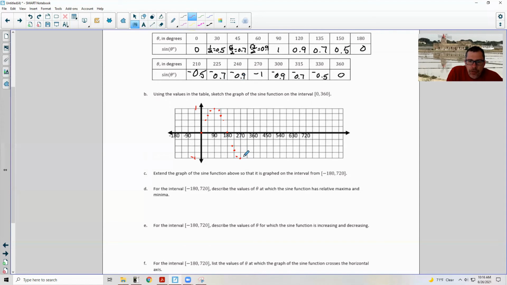And then these start to repeat. So this is going to be here. This is going to be here. This will be right here and back to 0. So there is the graph of the sine function with those values.